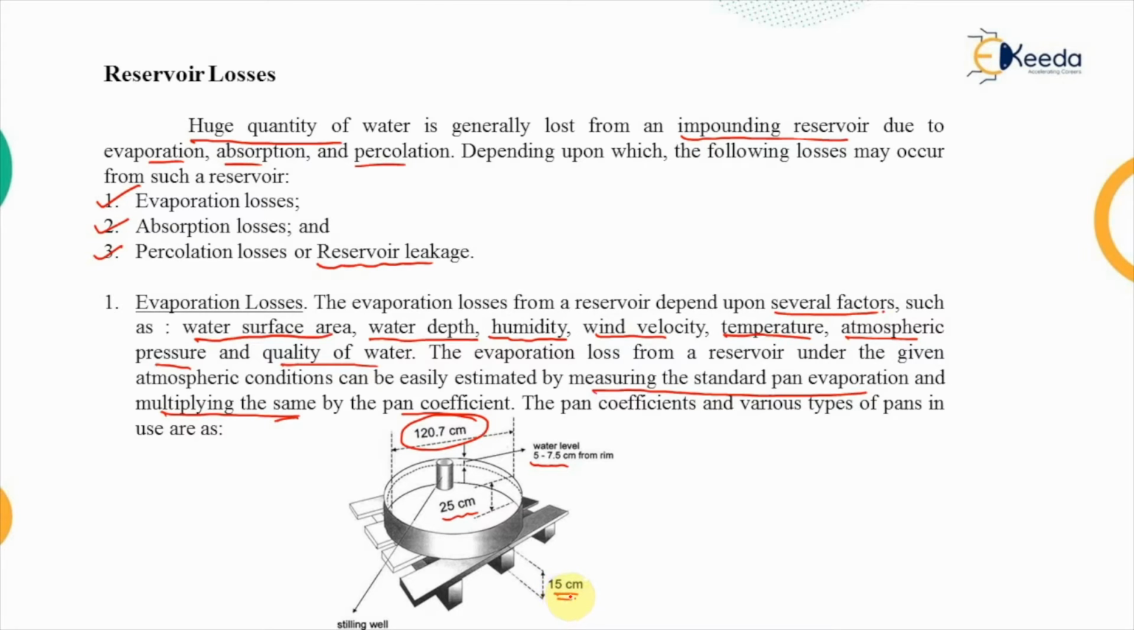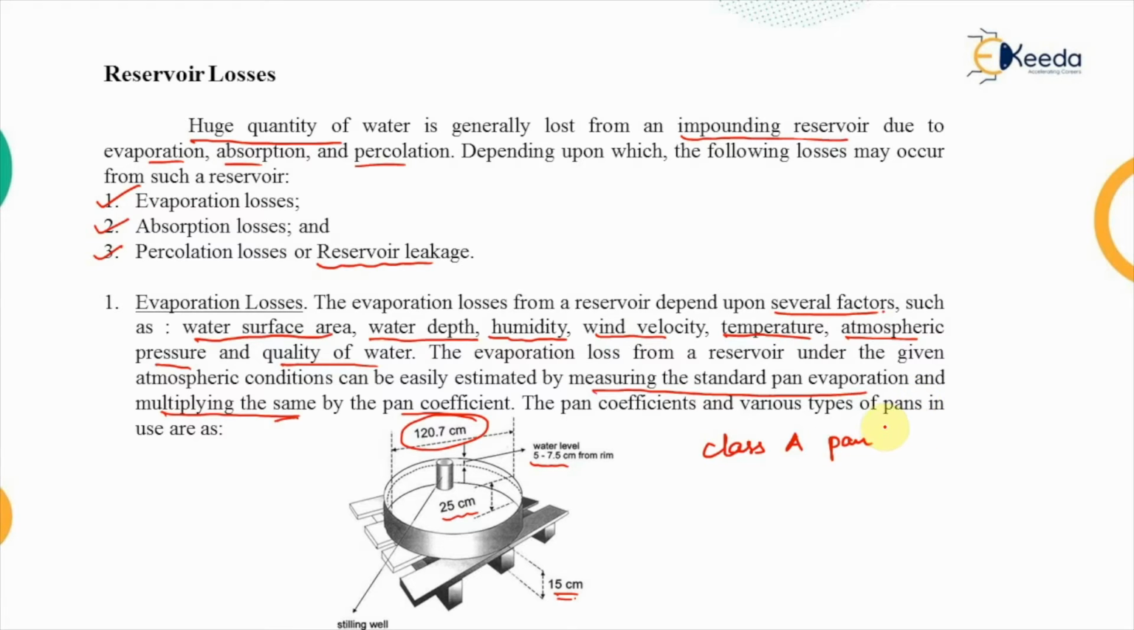So the pan coefficient and the various types of pan in use: the first is the class A pan. Most of the time we have these pans for different geographical conditions, and corresponding to that we have different pan coefficients. Whatever loss we obtain for a particular pan is multiplied with the pan coefficient to obtain the loss of water from the reservoir.